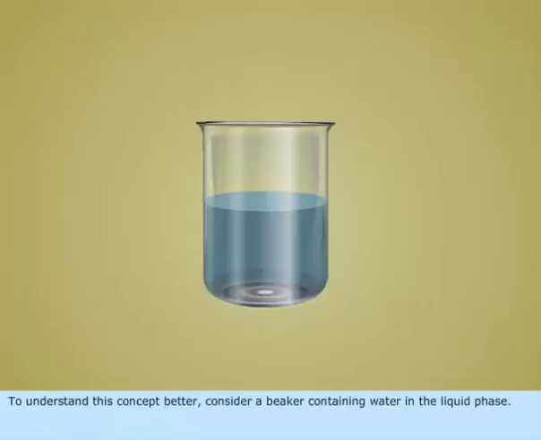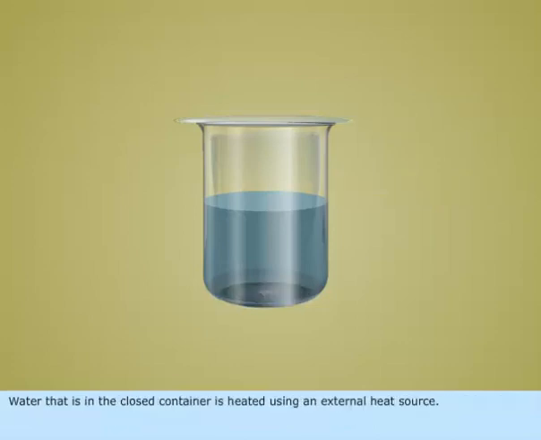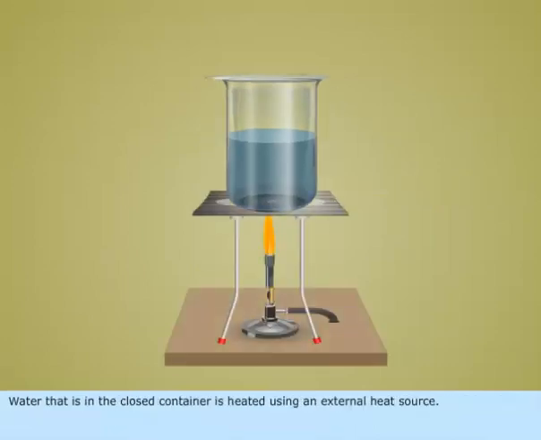To understand this concept better, consider a beaker containing water in the liquid phase. Water is maintained at atmospheric pressure. The beaker is covered with a glass lid such that there is no exchange of matter and hence creating a closed system. Water that is in the closed container is heated using an external heat source.